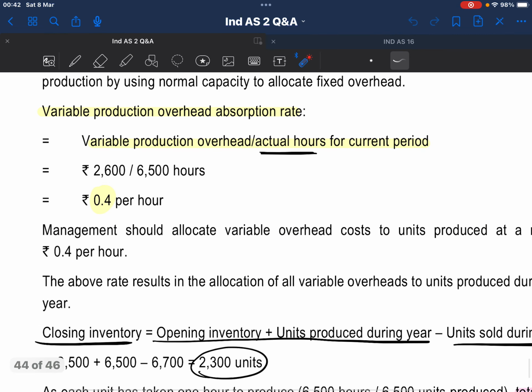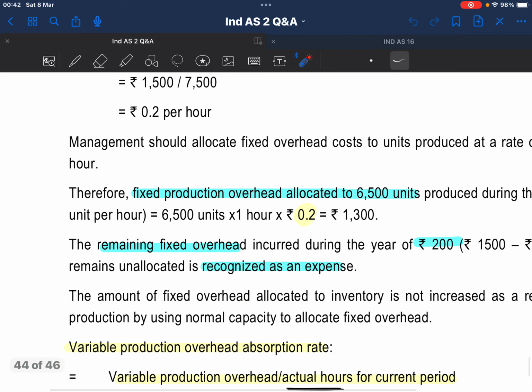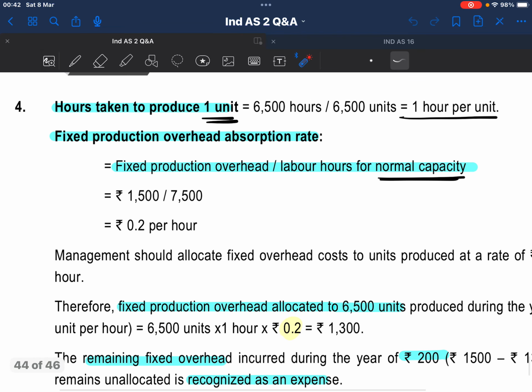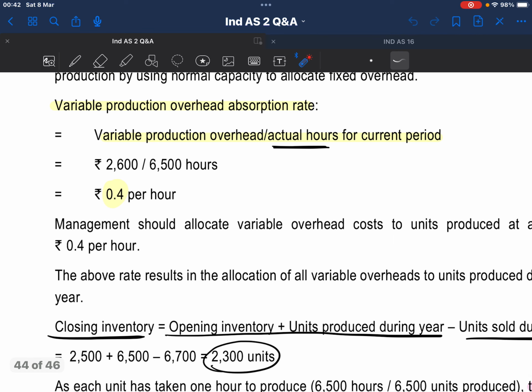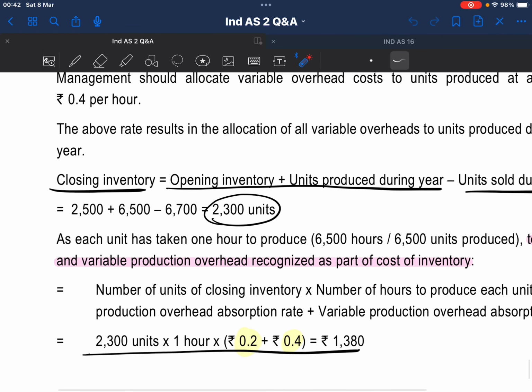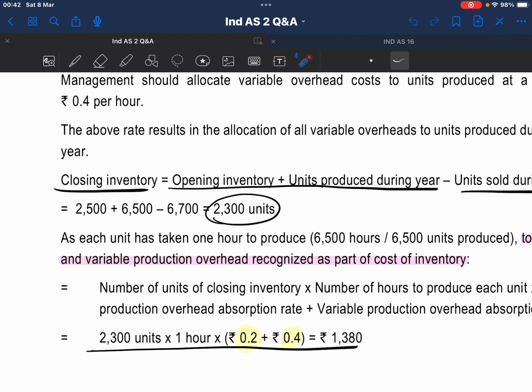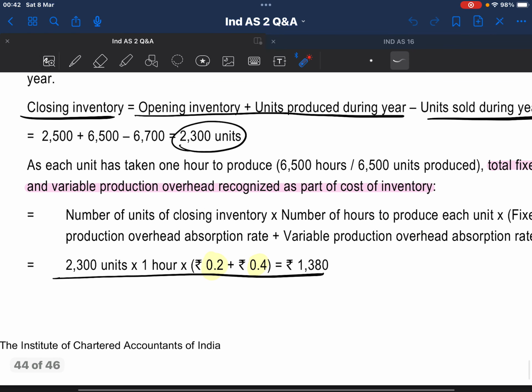Coming to variable production overhead absorption rate: variable production overhead divided by actual hours. Here it is actual hours, whereas for fixed it is normal capacity, which gives 2,600 divided by 6,500 hours, which is 0.4 per hour. Computation of closing inventory: opening inventory plus units produced during the year minus units sold, which gives 2,300 units.